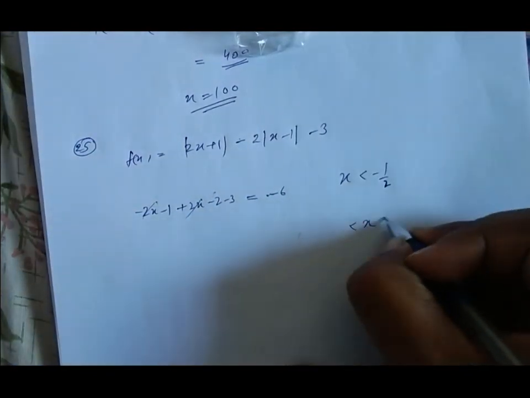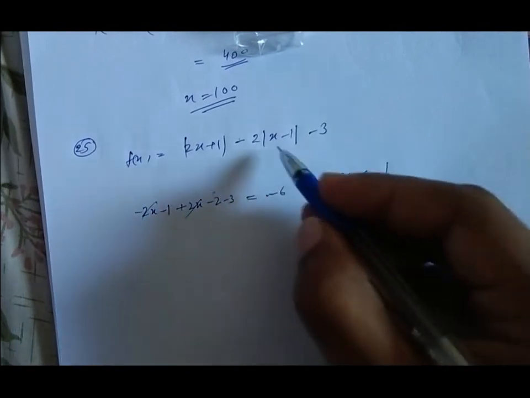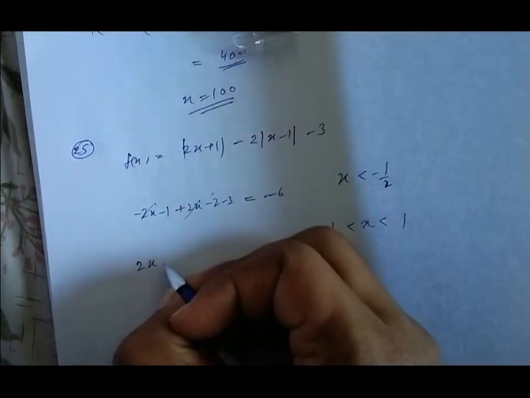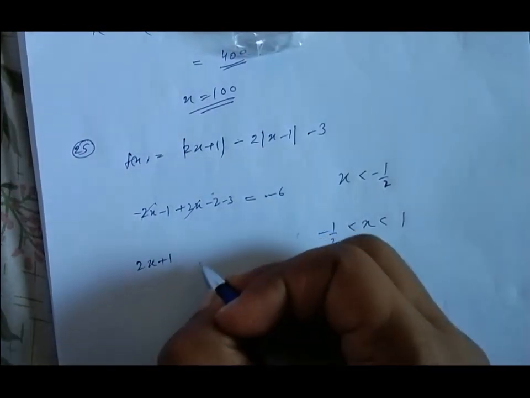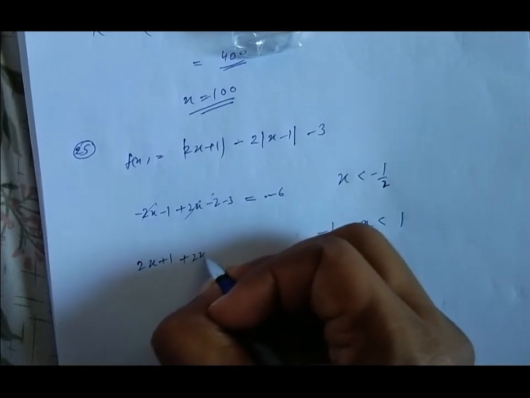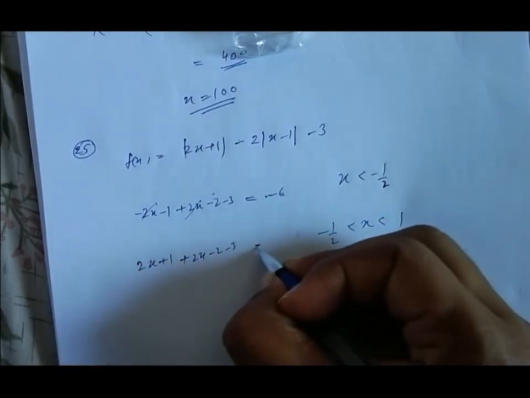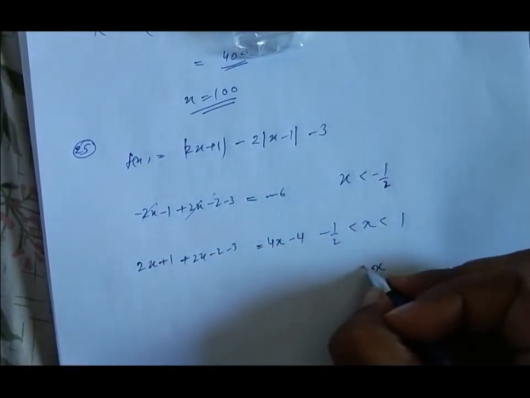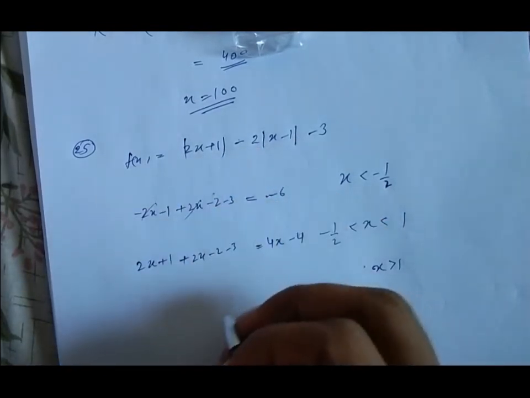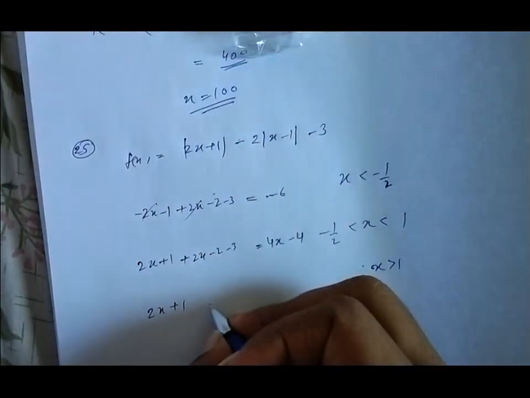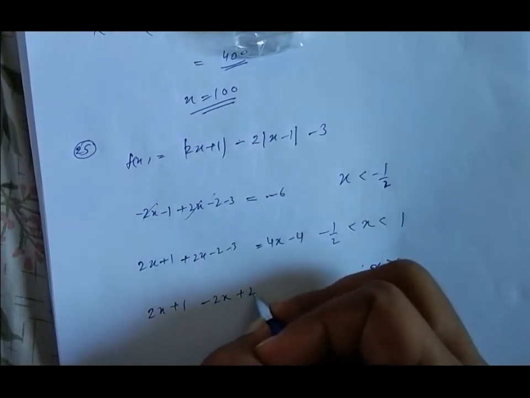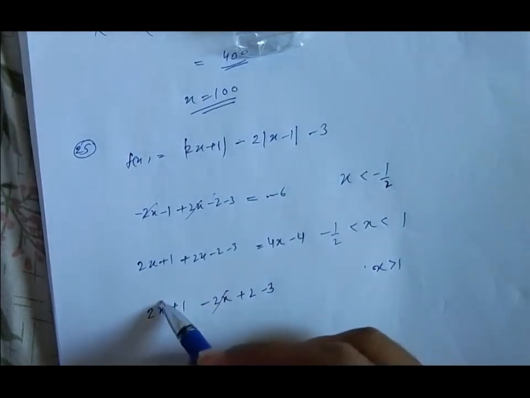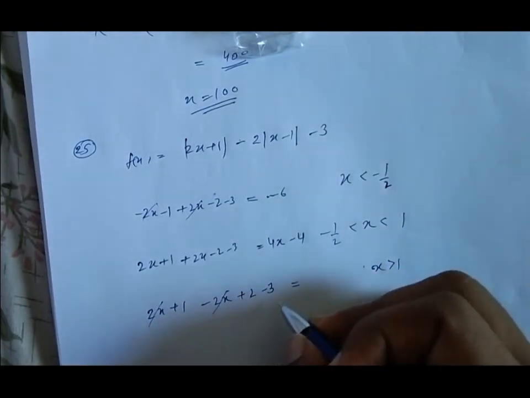And when x is between minus half to 1, this would open negative and this would open positive. So 2x plus 1 plus 2x minus 2 minus 3 is equal to 4x minus 4. And when x is greater than 1, both of the brackets are going to be opened positive, 2x plus 1 minus 2x plus 2 minus 3. Okay, so this would lead to value equal to 0.